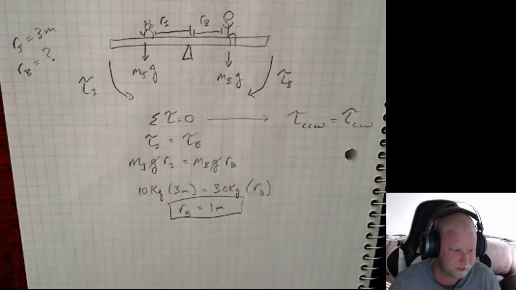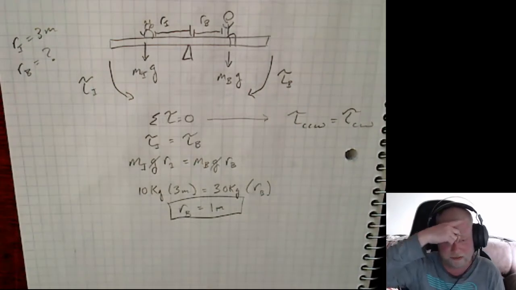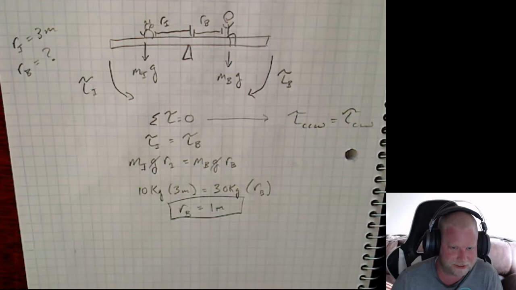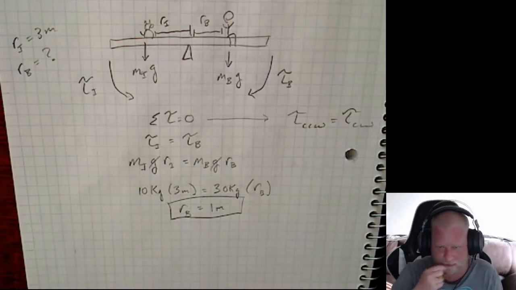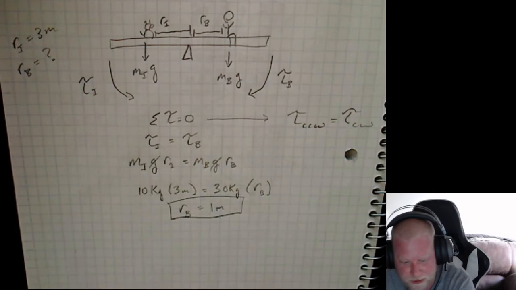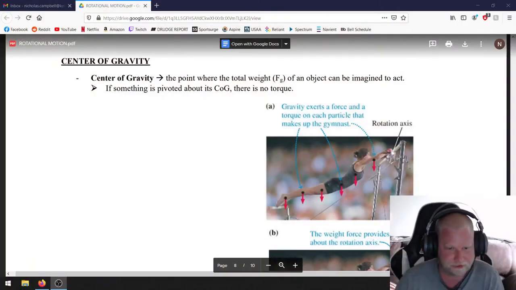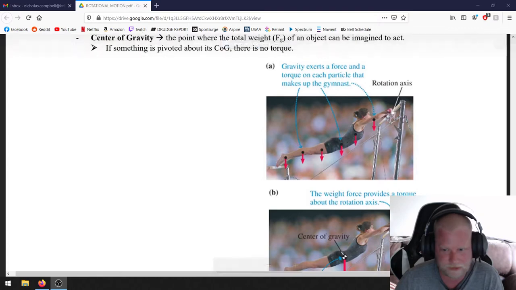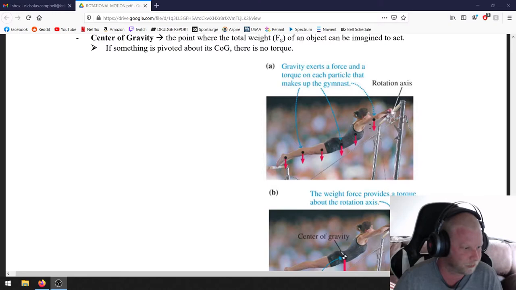So now let's quickly look at center of gravity. Now, when we're talking about the center of gravity, what we're talking about is a point on an object where we can imagine all of the weight of that object to be acting. So, in the notes, for instance, we have this image of a gymnast. Now, obviously, each particle that makes up the gymnast exerts a torque due to the weight of that particle. But it's impractical to consider each individual point of a complex object, right?